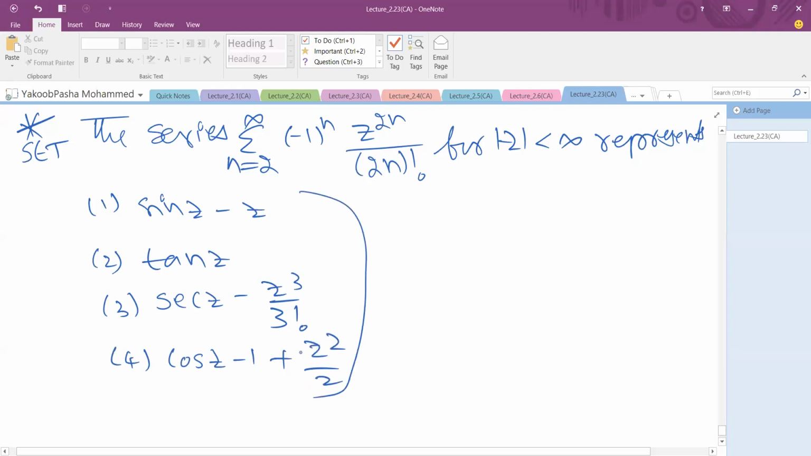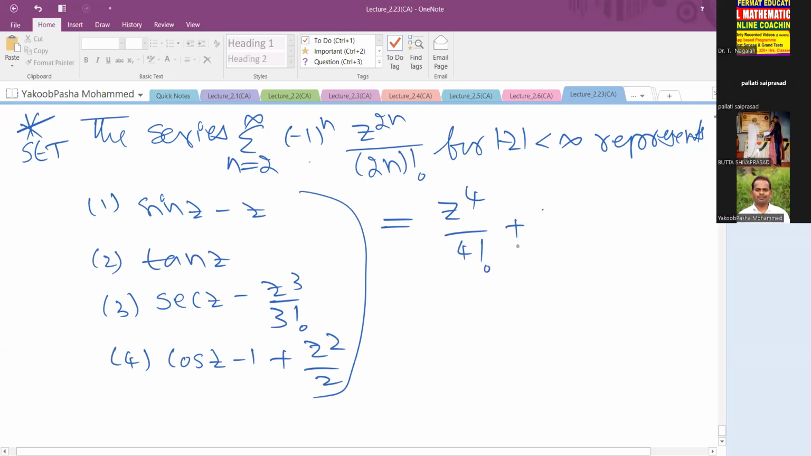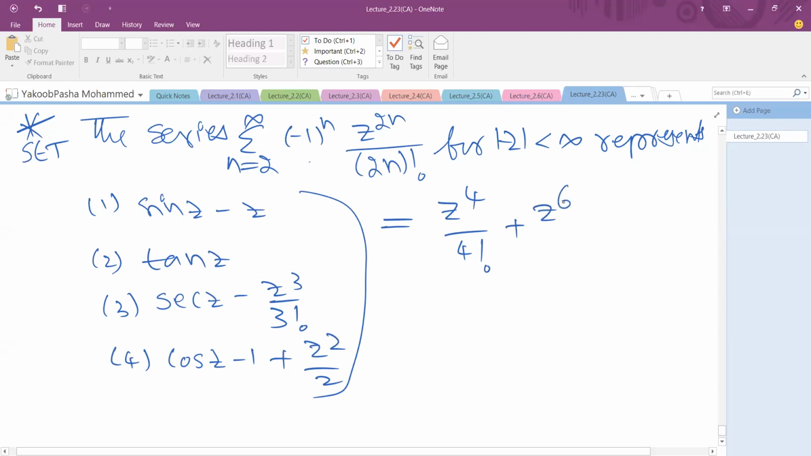ఇక్కడ అబ్జర్వ్ చేయాల్సింది ఏంటంటే వీఆర్ గివెన్ ఈవెన్ టర్మ్స్ ఓన్లీ. జస్ట్ ఐఎమ్ ఎక్స్పాండింగ్ దిస్ టర్మ్. ఫస్ట్ టర్మ్ ఈజ్ z power 4 by 4 factorial. Next n equal to 3, z power 6 by 6 factorial. Next term z power 8 by 8 factorial plus and so on.